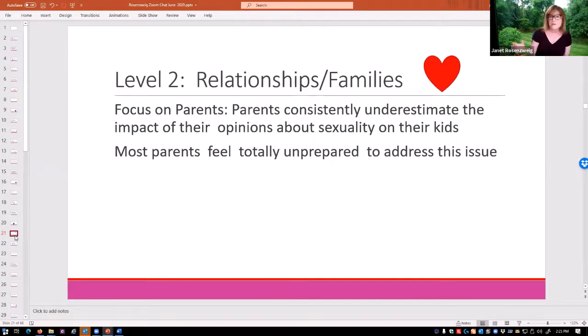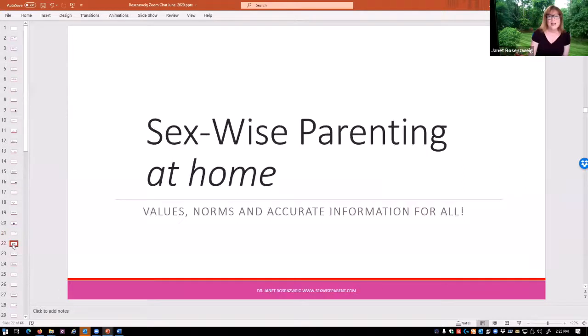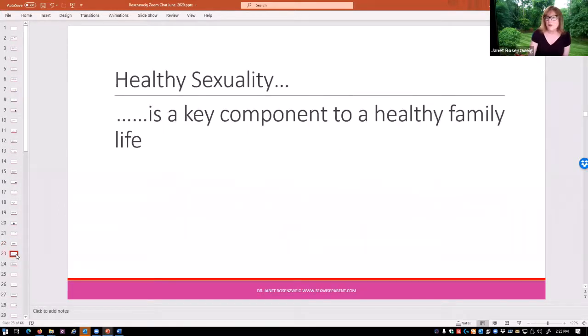So this is where we'll spend most of our time. In a comprehensive prevention seminar, we would go all through the social ecology, but today we're going to stay at level 2, which is the family. We're going to talk about sex-wise parenting and how it begins at home, values and norms and accurate information for all, and know that healthy sexuality is a key component to family life.